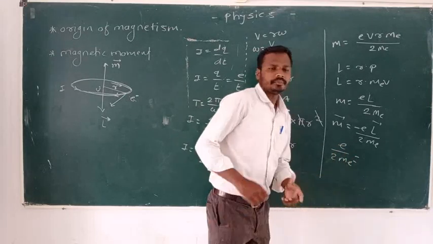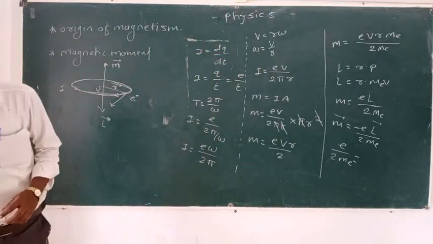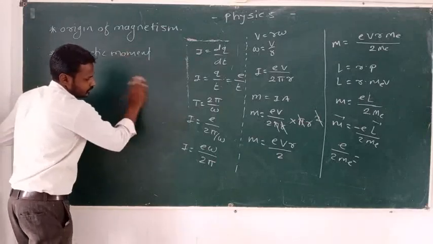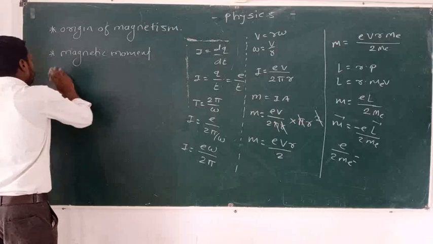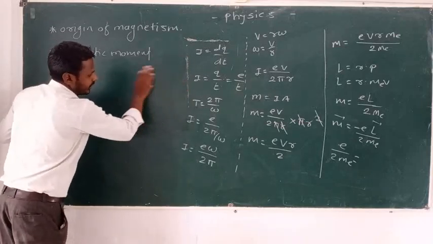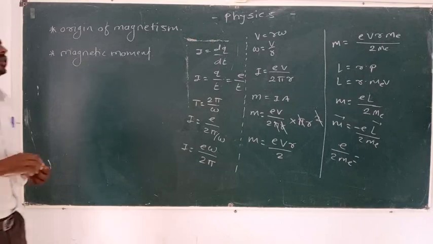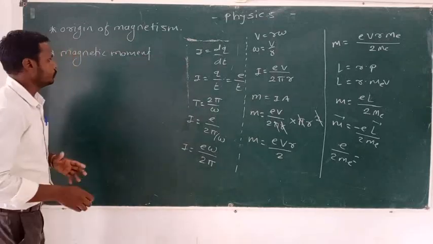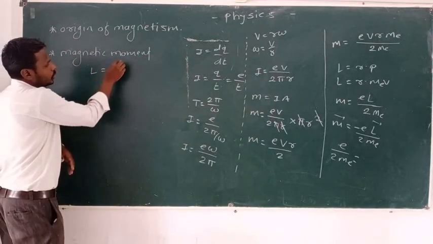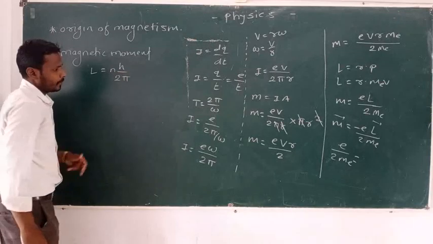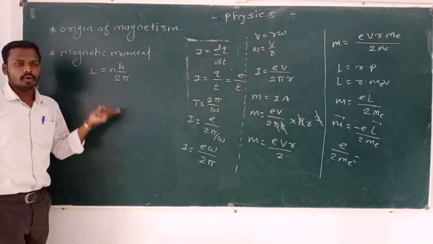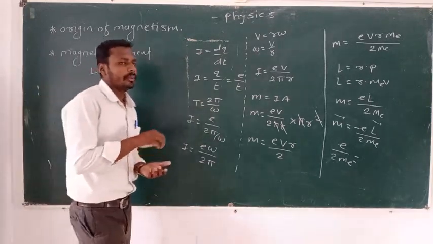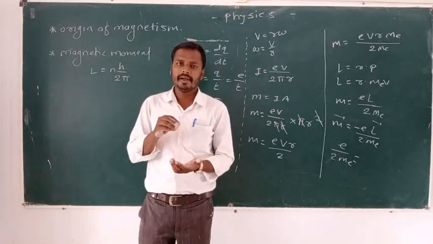Now in atoms, molecules, nuclei, we know that due to Bohr's second postulate, electrons revolve in those orbits for which angular momentum is an integral multiple of h upon 2 pi, that is L is equal to n into h divided by 2 pi. I repeat, according to Bohr's second postulate, electrons revolve in those orbits for which angular momentum is an integral multiple of h divided by 2 pi.